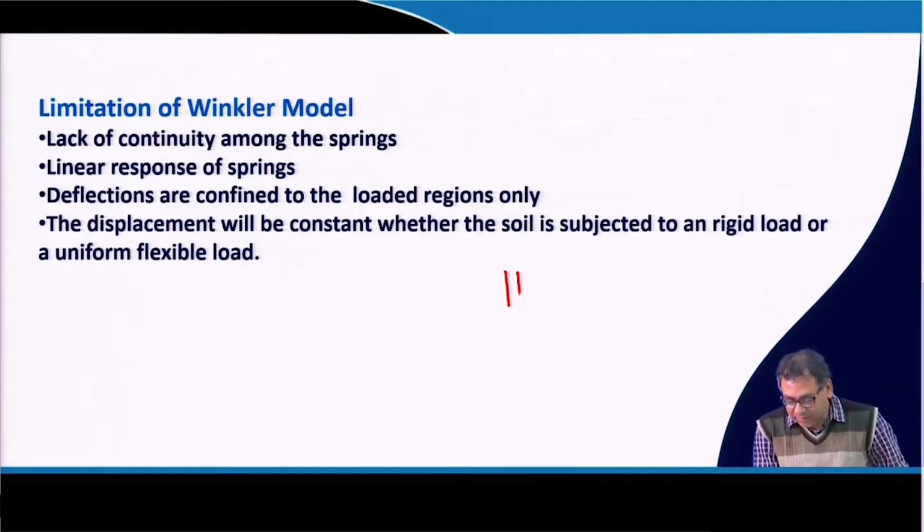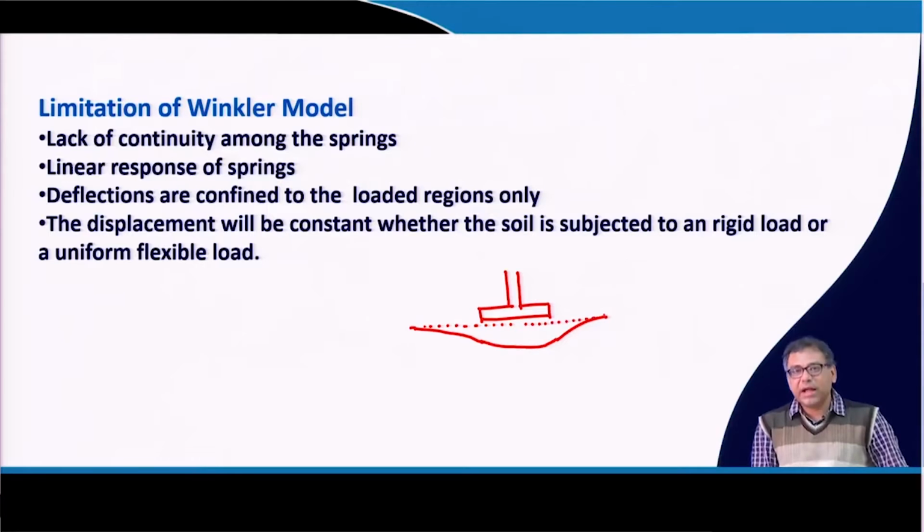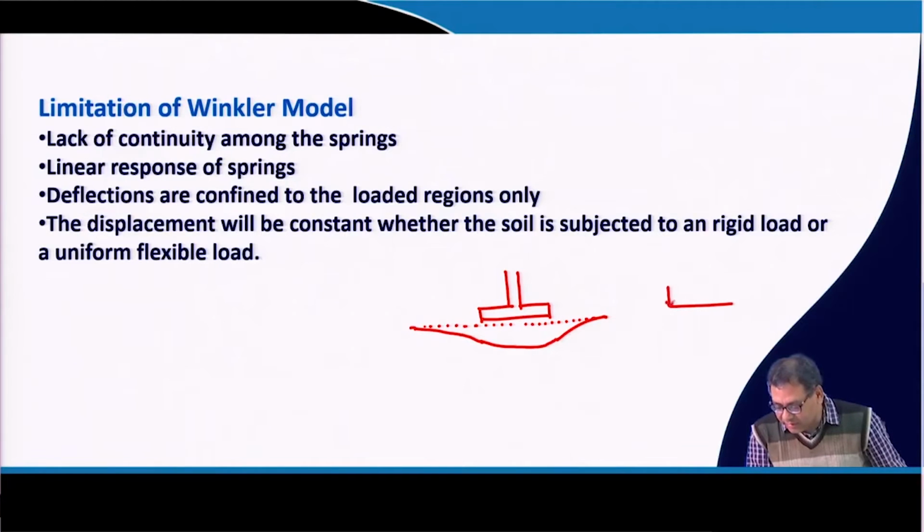For example, if we have a foundation and we place it on the soil, the deformation will be something like this. Okay. Suppose this is your ground surface. So the deformation beyond the loaded region is observed, but as there is no connectivity between the Winkler springs, in such a case, if this is your foundation or the loaded region, your spring will deform only within the loaded region.